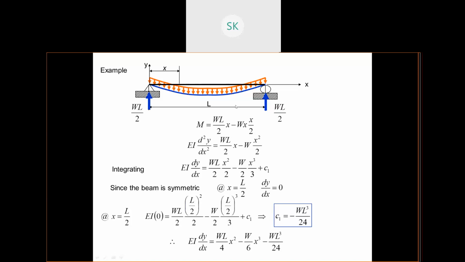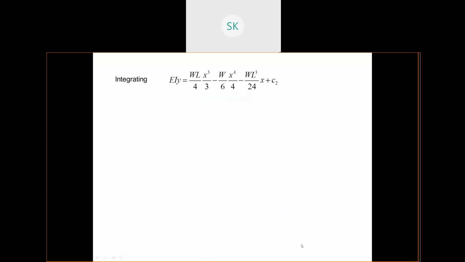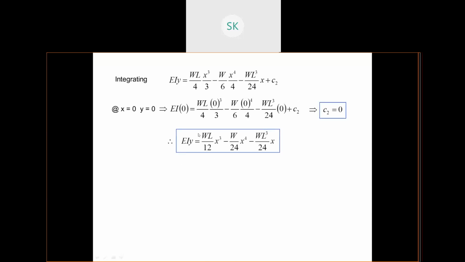You can find the slope at any point x by this equation. Now integrating again, I'll get this equation. Find the value of C2 with the boundary conditions x equals 0, y equals 0. This is your deflection equation for a simply supported beam with UDL. Now replace x with any distance. We know the maximum deflection will occur at L by 2, so replace x with L by 2, and that will be your maximum deflection.